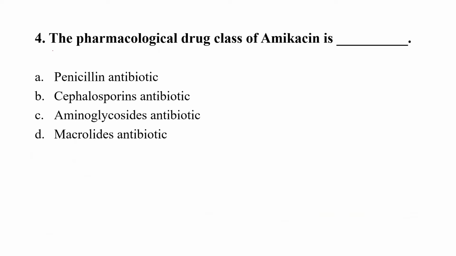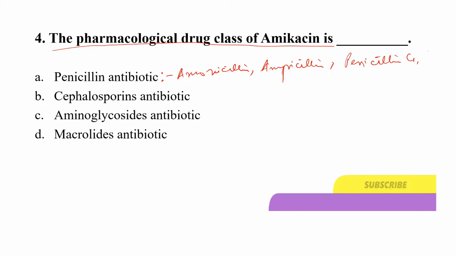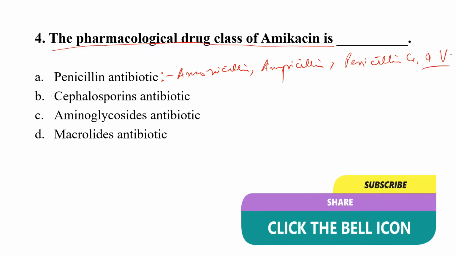Question number 4. The pharmacological drug class of amikacin is option A, penicillin antibiotic, option B, cephalosporin, option C, aminoglycosides, option D, macrolides. The examples of penicillins are amoxicillin, ampicillin, penicillin G, and penicillin V.